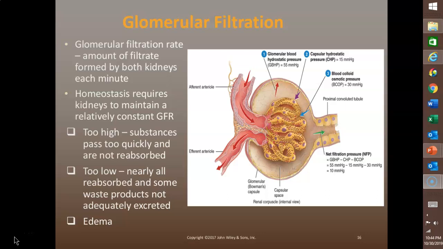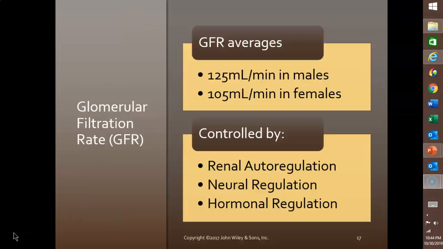And this results in a loss of plasma protein, which results in a condition that we call edema, which is an abnormally high volume of fluid building up in the interstitial spaces. In the average adult, the glomerular filtration rate averages about 125 milliliters per minute in males and about 105 milliliters per minute in females.